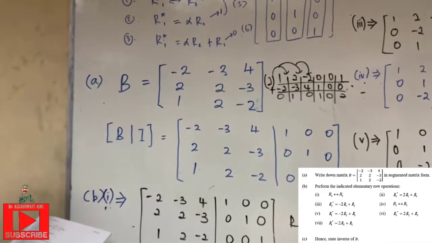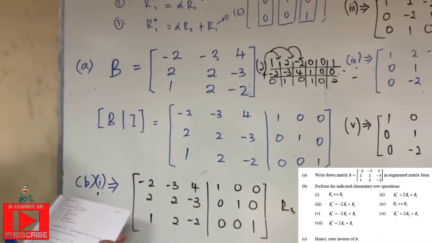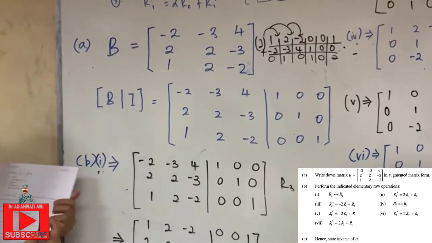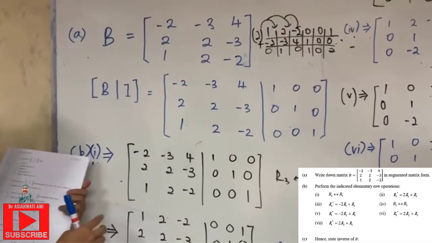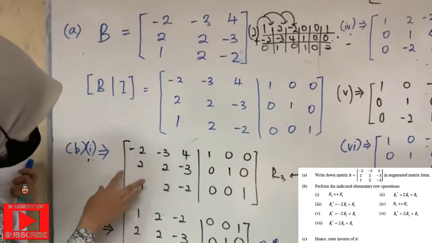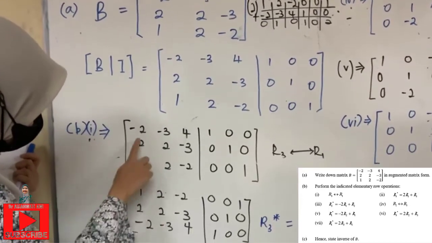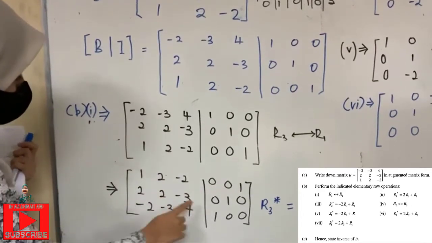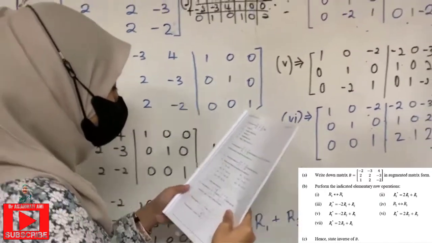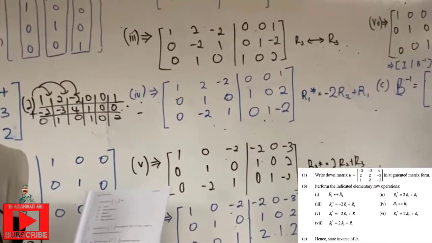So for B, perform the indicated elementary row operation for the first Roman numeral. It wants us to exchange row 3 and row 1. So we exchange the places. So it becomes like this. Just exchange the places.